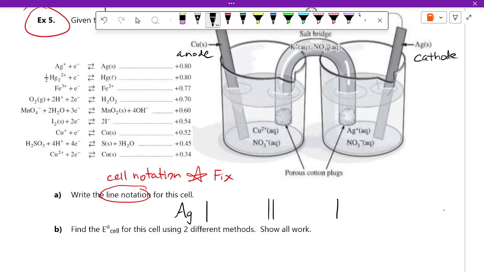No, you don't. What am I doing? You write the anode on the left, and you write the cathode on the right. What would go in the middle here? The ions. We've got our ion sandwich, Cu2 plus. Do you write the states as well? Yes. So this should have a solid. Ag plus, aqueous. There we go.